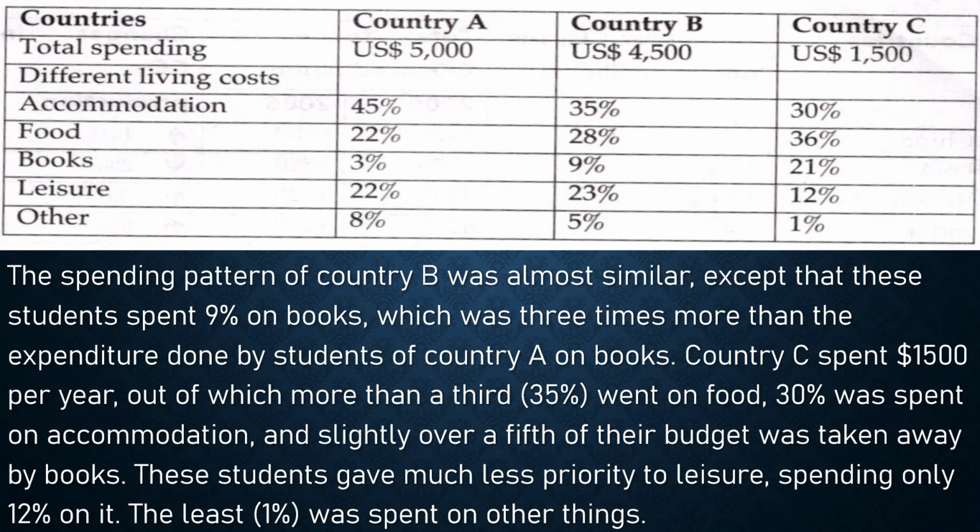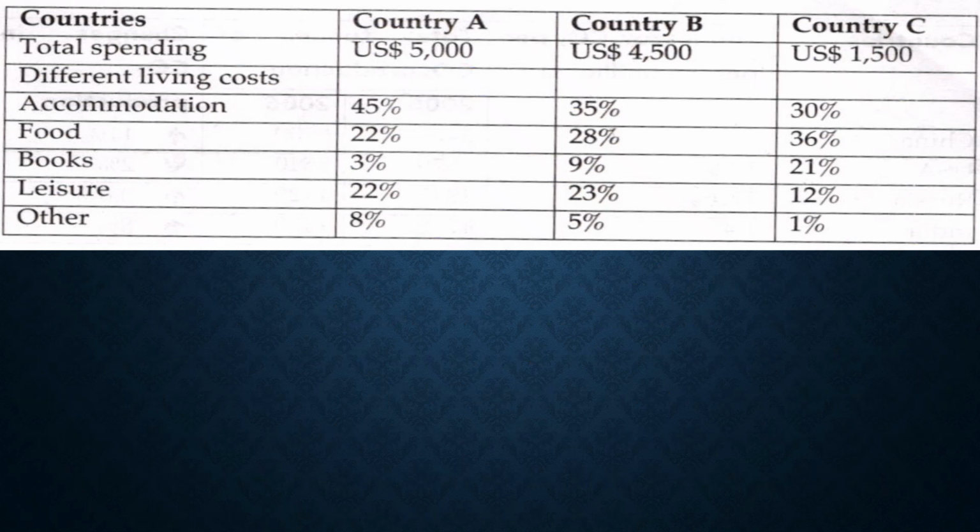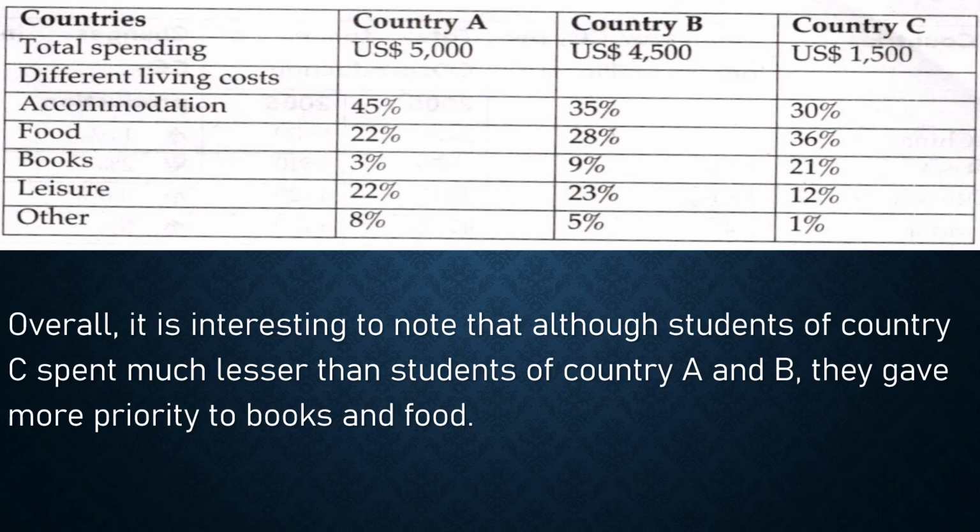Let's proceed. The students gave much less priority to leisure, spending only 12% on it. The least, 1%, was spent on other things. Now, in the final or fourth paragraph, we will give the conclusion.